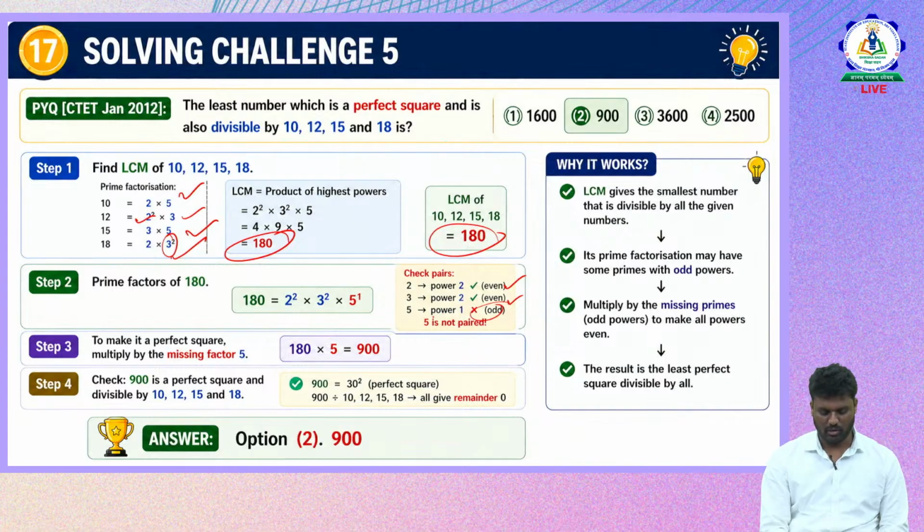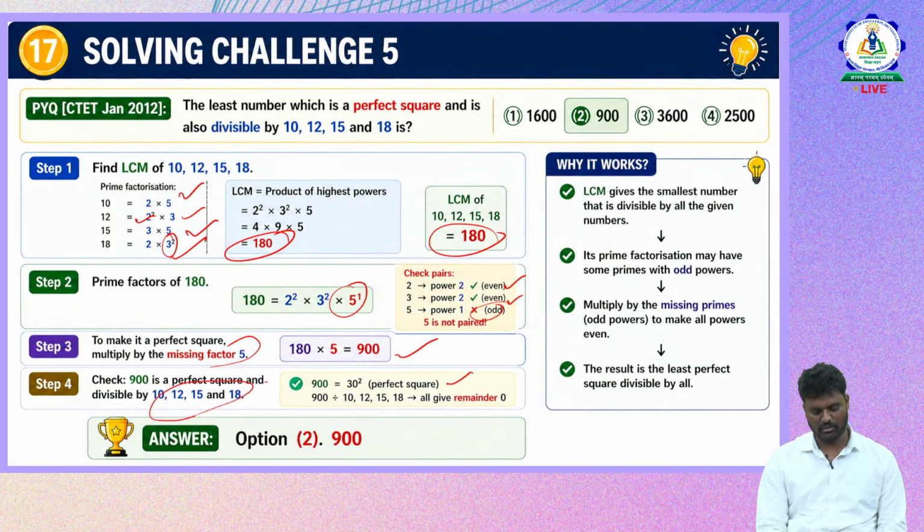Now to make it a perfect square, we multiply by the missing factor 5. Then it becomes 900. Now we check whether 900 is a perfect square and divisible by all these numbers. Of course, 900 is a perfect square. 900 is divisible by 10, 12, 15 and 18, and all give remainder 0. So we can say that option 2 is the correct answer.